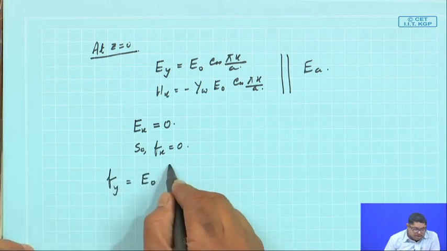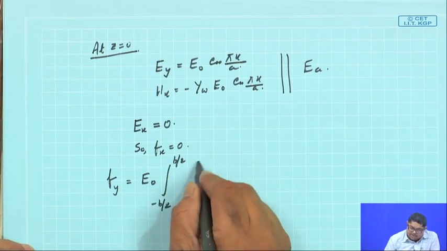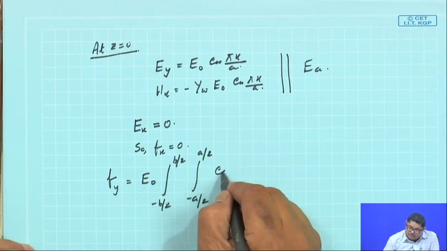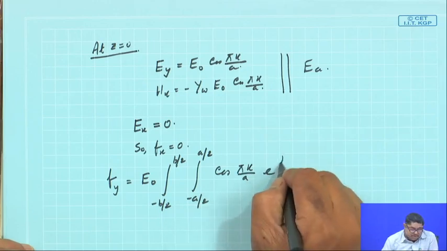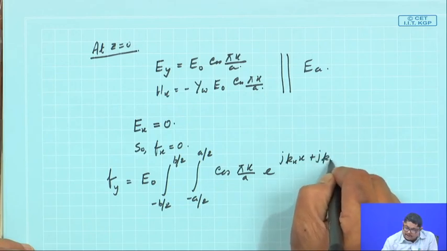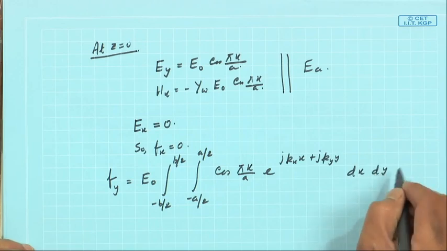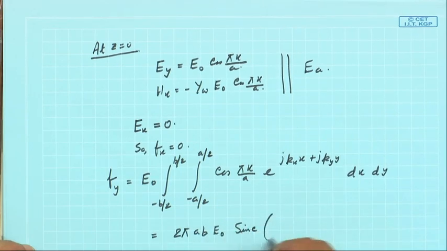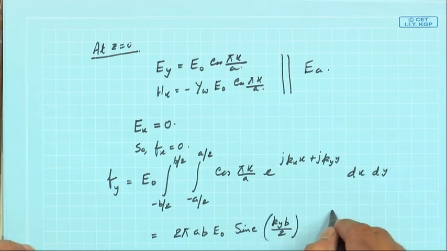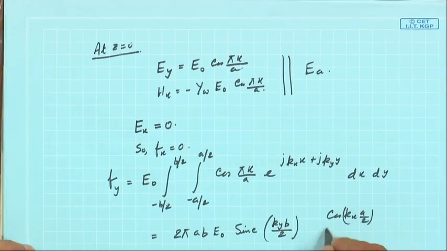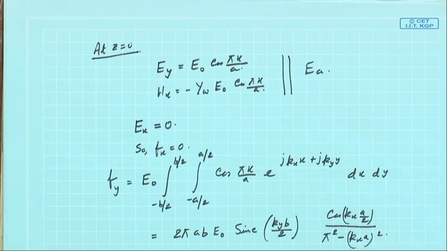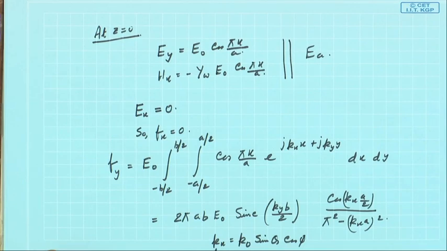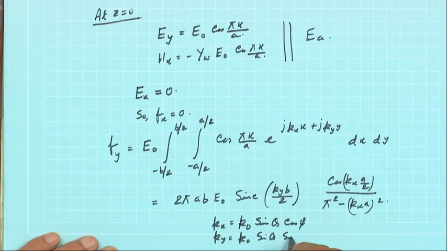And what is f y? E naught integral from minus b by 2 to plus b by 2 and minus a by 2 to plus a by 2 of cos(pi x by a) e to the power j k x x plus j k y y d x d y is equal to 2 pi a b E naught sinc(k y b by 2) cos(k x a by 2) by (pi square minus (k x a) whole square), where k x is k naught sin theta cos phi, k y is k naught sin theta sin phi.